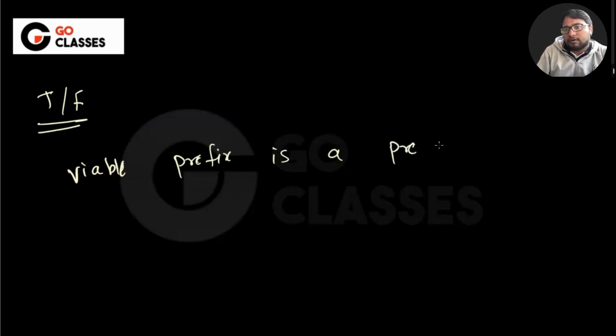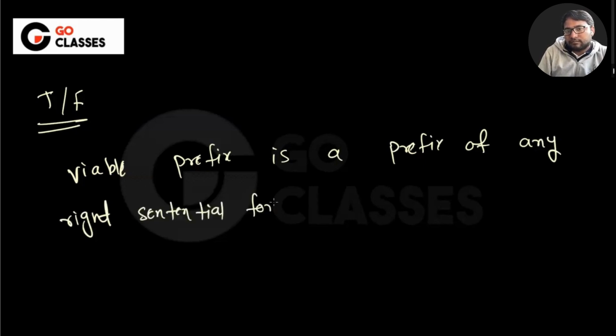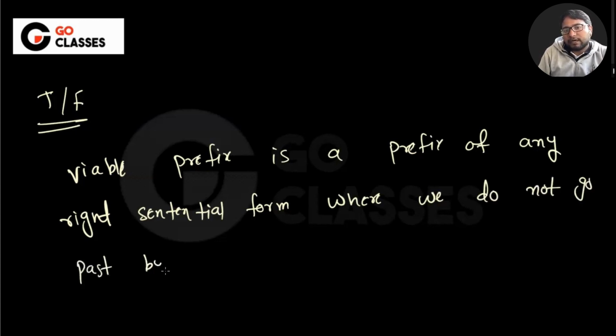Viable prefix cannot cross the handle. A viable prefix is a prefix of any right sentential form where we do not go past the handle. Past the handle means we do not cross the handle. Is this true or false?